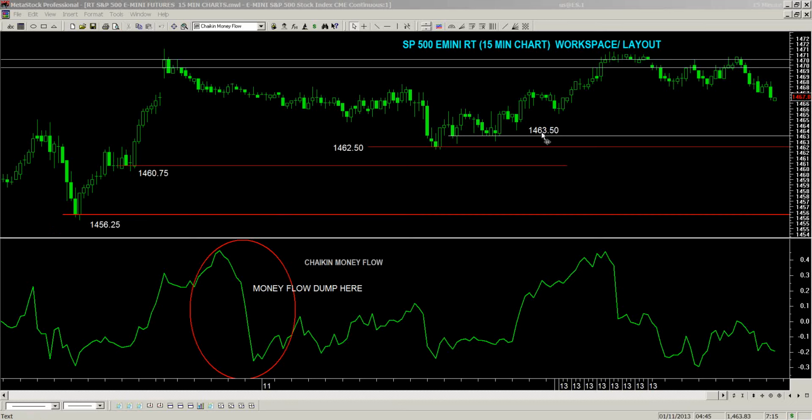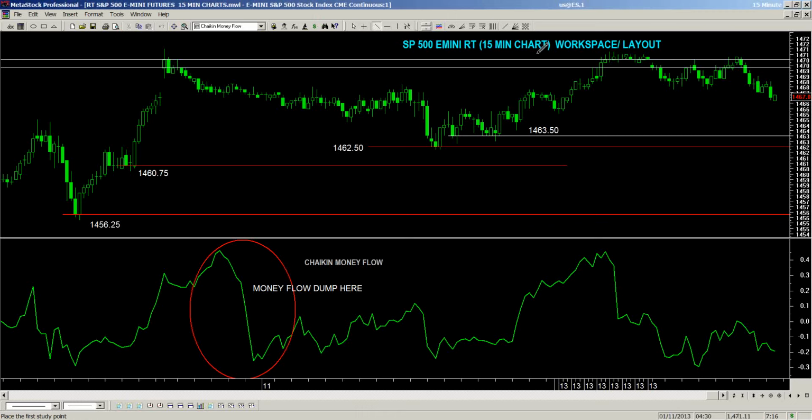Last night on the Nightly Market Intelligence Report, we had talked about several of these levels here at 1463.15, 1462.50, 1460.75, and 1456.25, laid out as the dominant areas on the 15-minute chart. What we do have is very close to a double top here.